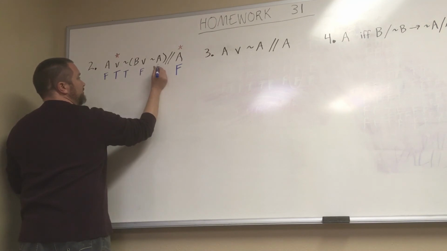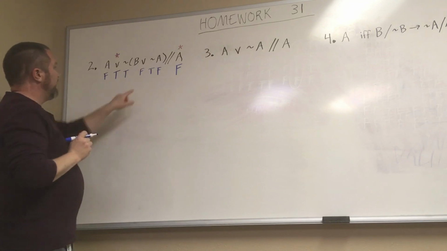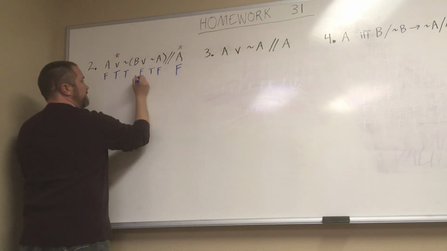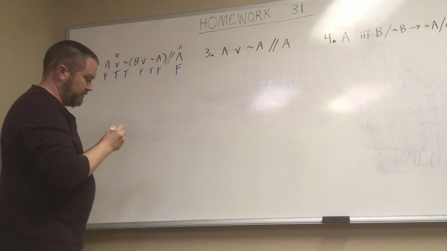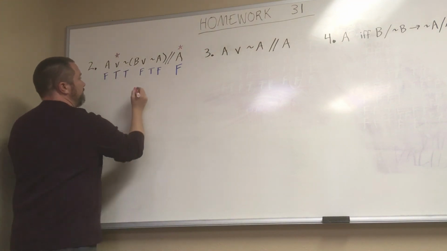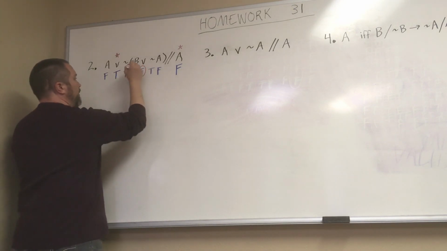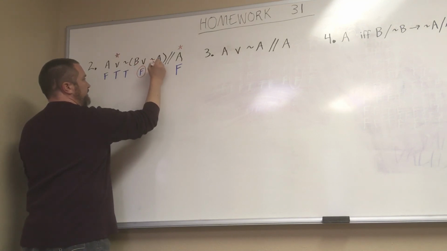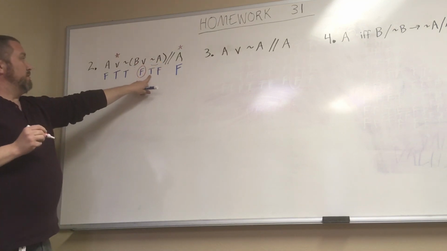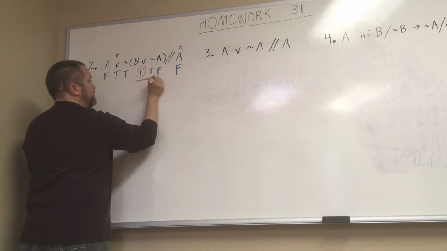And since A is false, that means that not A is going to be true. And already we have a contradiction, because it doesn't even matter what B is. B could be true or false. For this disjunction to be false, both B and the negation of A would have to be false. And since this one is true, we have a contradiction right here.